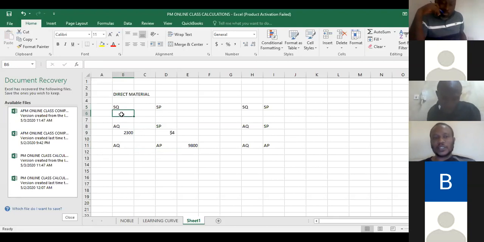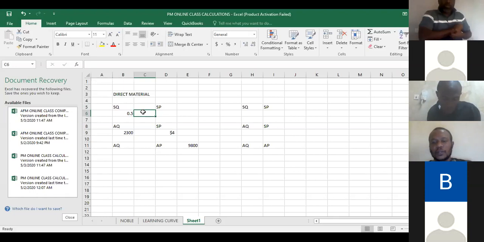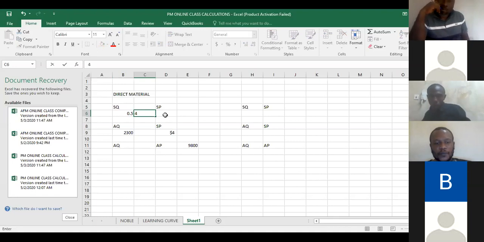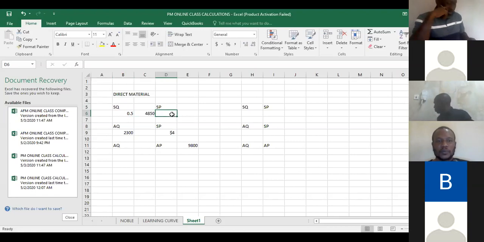Standard quantity is the quantity per unit, and standard information is usually given to you on top. It's 0.5 kilo. And we said that standard quantity is short for standard quantity of actual production. So what's our actual production now? 4,850. And then our standard price is still from what we did below it. Our standard price is still $4 for material.